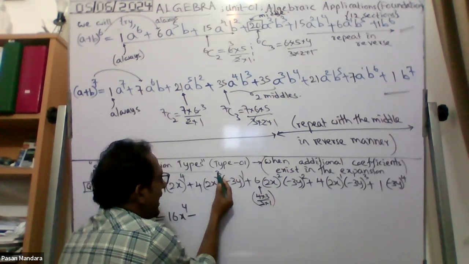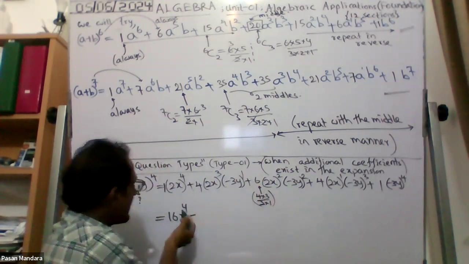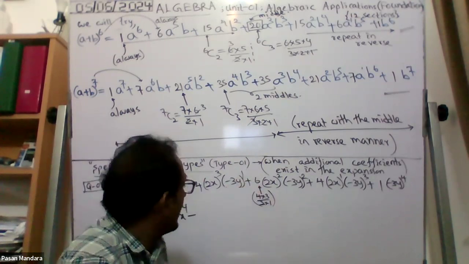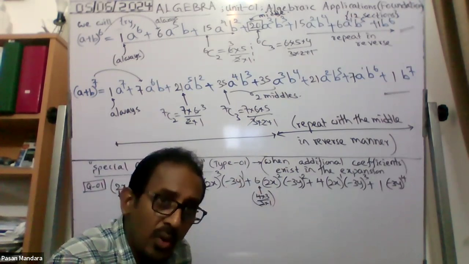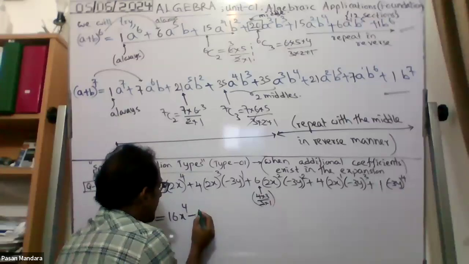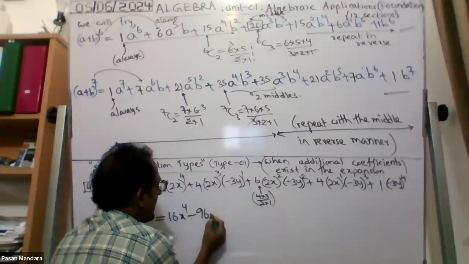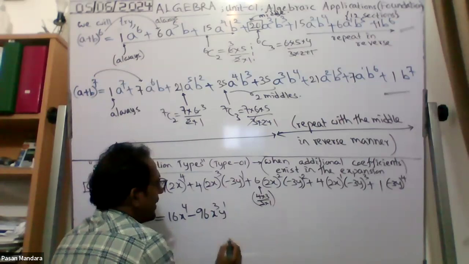2 to the power 3, 8. The minus thing I settled. 3 to the power 1, 3. 8 into 3, 24. 24 into 4, 96. x to the power 3, y to the power 1.